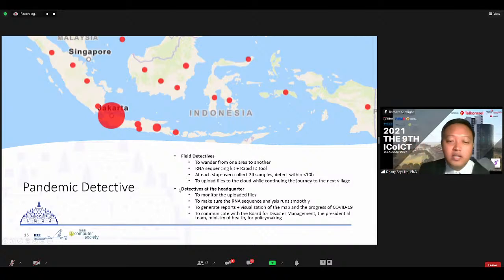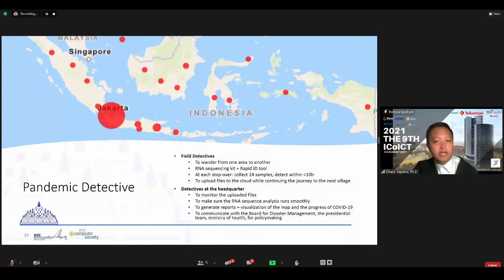In the headquarters, there are some detectives that collect things from the cloud, and they monitor the uploaded files from different villages. They make sure that the RNA sequence analysis runs smoothly in the cloud automatically. It's a pipeline, and then they can generate reports and visualizations of the map of the progress of COVID-19, and communicate with the presidential team, Ministry of Health, policy making, Board of Disaster Management, etc.